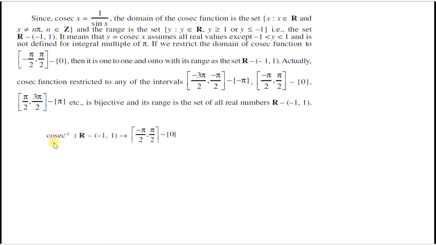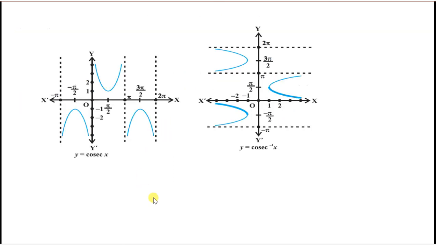So when we talk about the inverse function, this range becomes the domain of the inverse cosec function. So the cosec inverse function is from R minus (-1, 1) to minus pi by 2 to pi by 2 minus 0. This is the principal value branch, and the graph of it will be like this. The values of x and y are interchanged here. So we will plot pi by 2, pi, 3 pi by 2 on the y-axis and 0, 1, 2, 3 on the x-axis, and the shape will be like this.